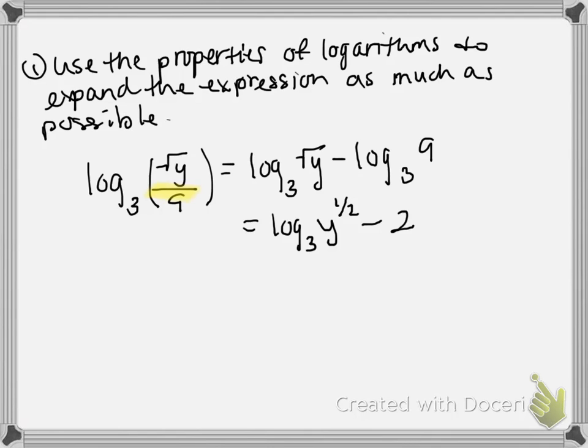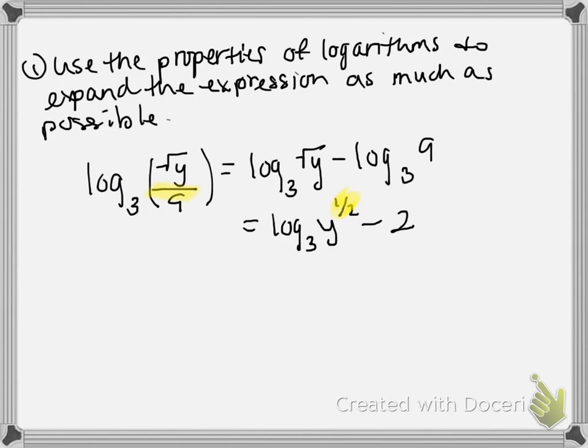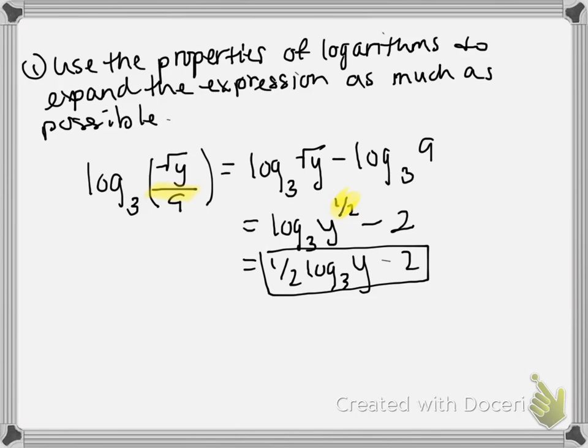Okay. Now I'm realizing I have an exponent here. Well, if I have an exponent, I could use my power property and write that 1/2 out front. So I'm going to take the 1/2 that was written as an exponent, and I'm going to write it out front. So let's do that. Well, now I have the expression 1/2 log base 3 of y minus 2.